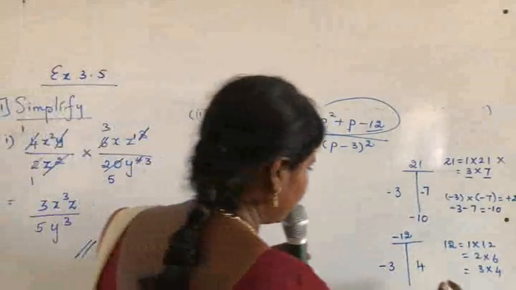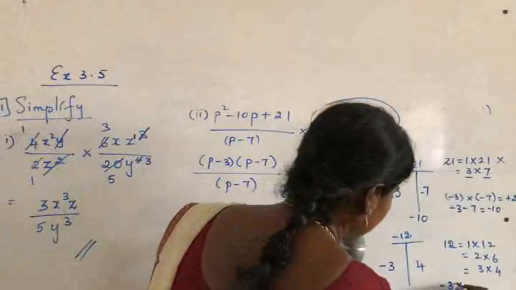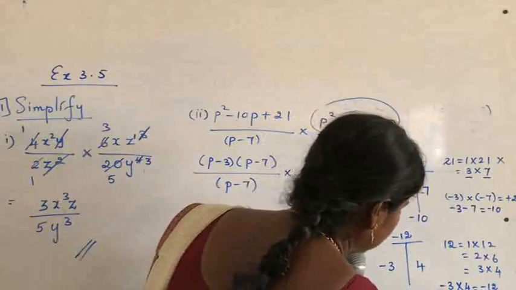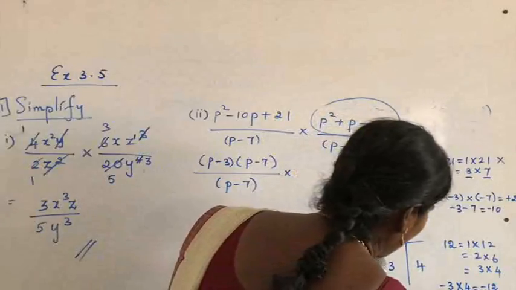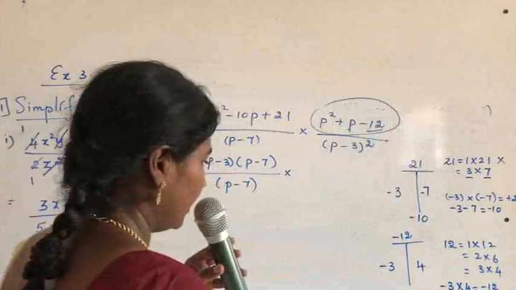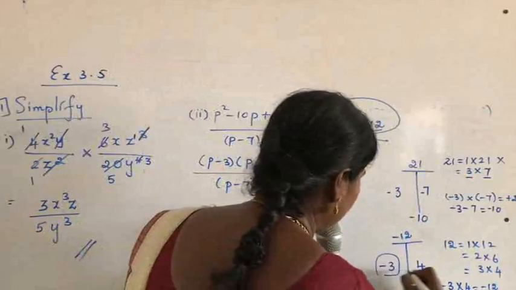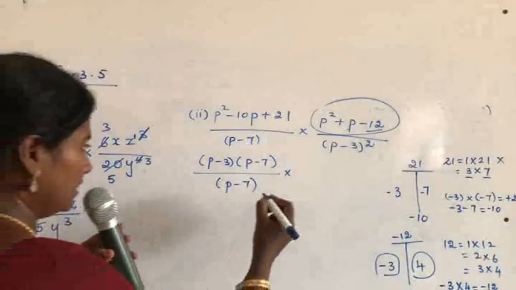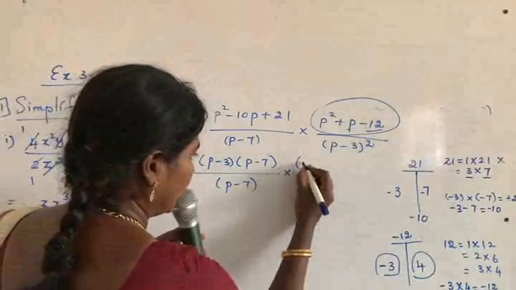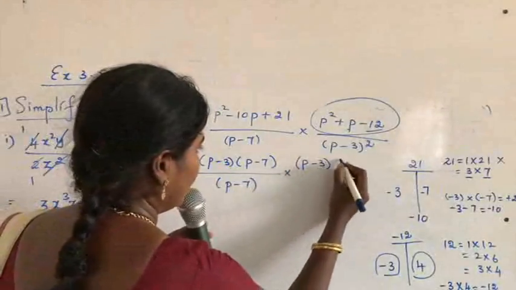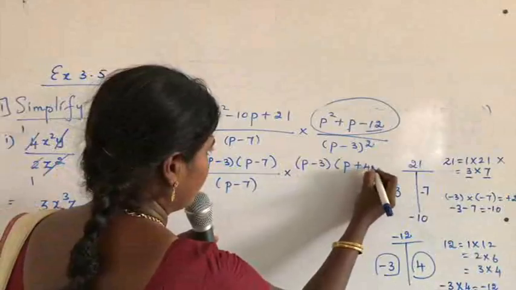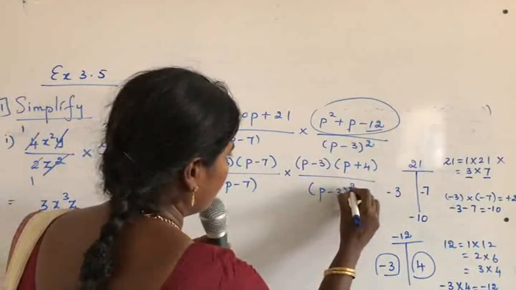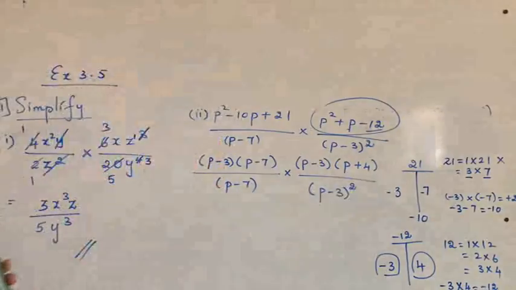Now let's check our answer. Minus 3 into 4 gives you minus 12. Minus 3 plus 4 gives you 1. So what are the numbers we have to take? Minus 3 and plus 4. So let's write the factors over here. So what we get here? (p minus 3)(p plus 4) upon (p minus 3) the whole square. Take it down.